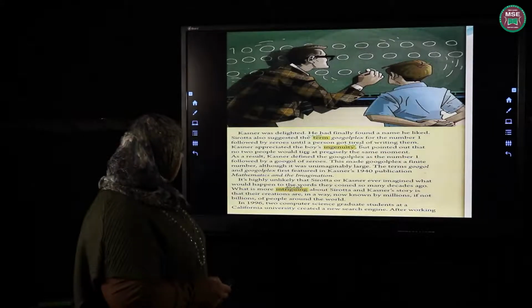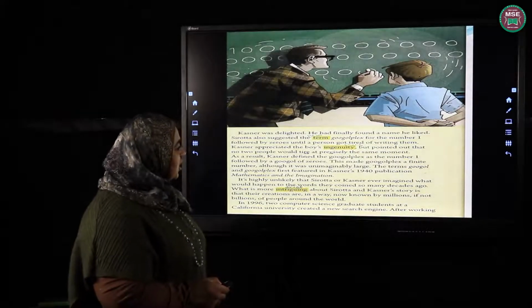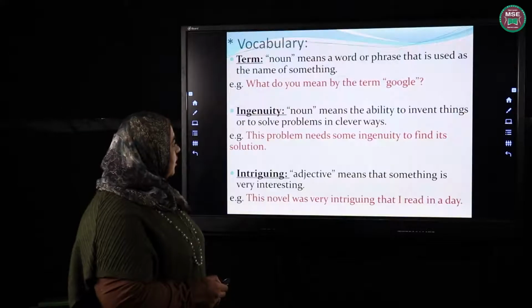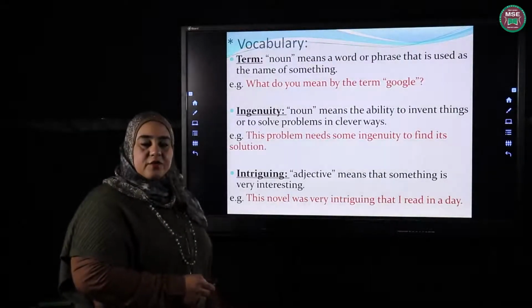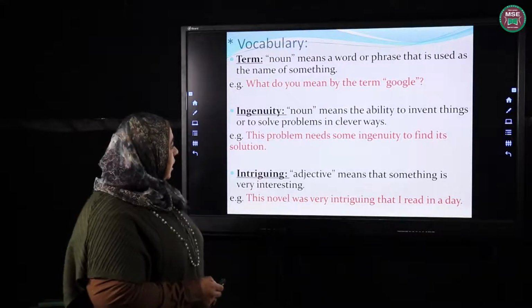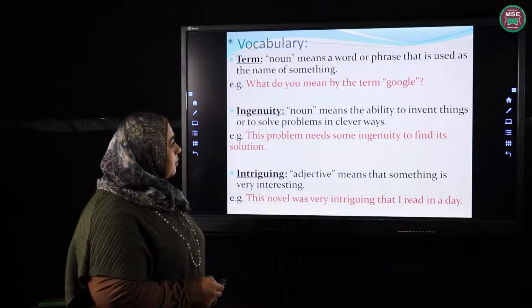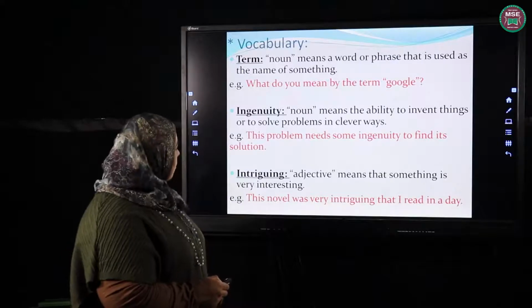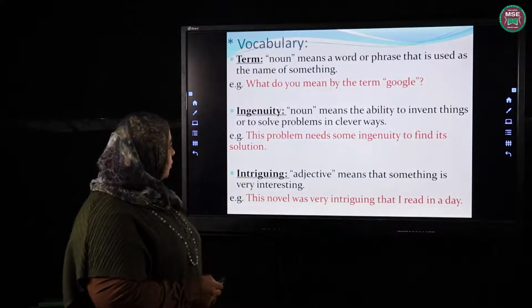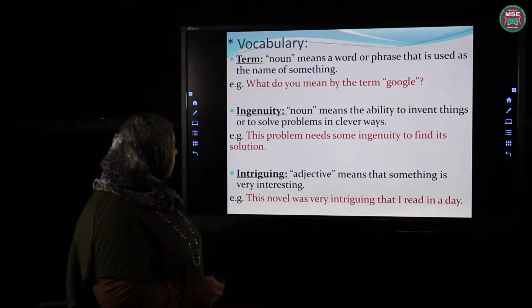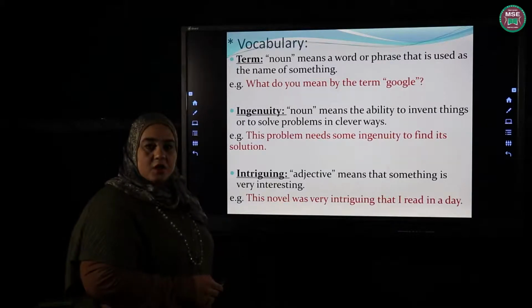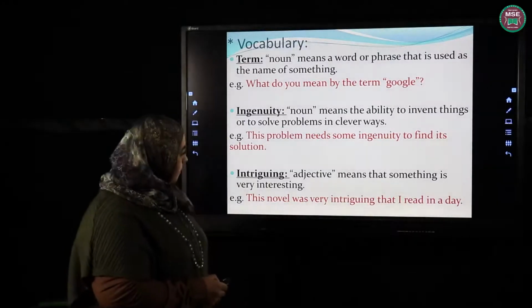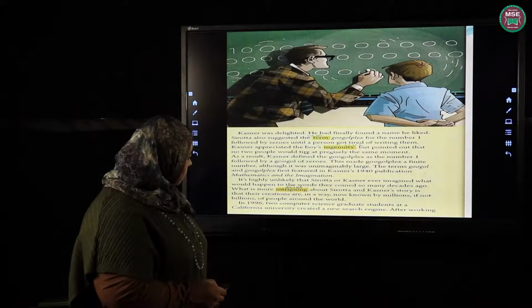Ingenuity. Appreciated the boy's ingenuity. What do you mean by the word ingenuity? Creativity. He was so creative, he created a word. It's a noun, means the ability to invent something or to solve problems in clever ways. This problem needs some ingenuity to find its solution. He was so creative. Next word.